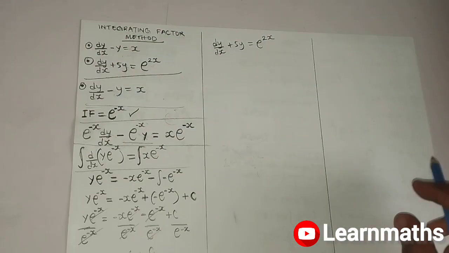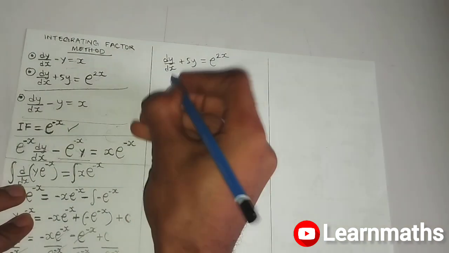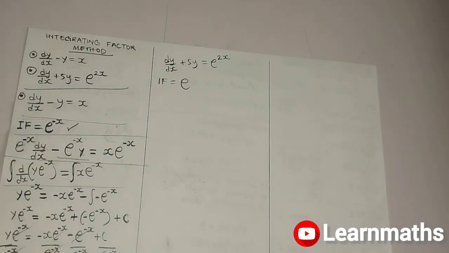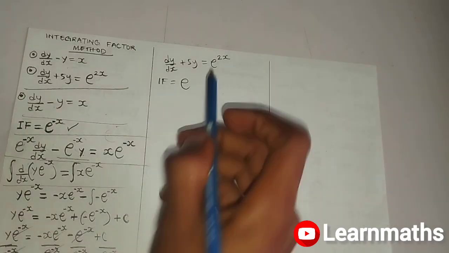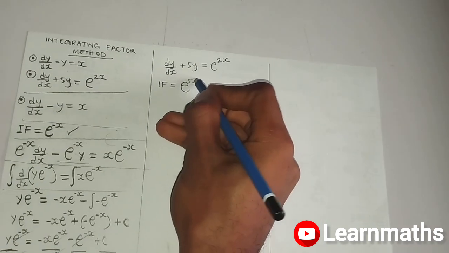All right, so how do we get our integrating factor? That's the first step, right? Get your integrating factor. Our integrating factor here is going to be e to the exponent of the coefficient of y. Now, the coefficient of y here happens to be 5, right? So this is going to be 5x.